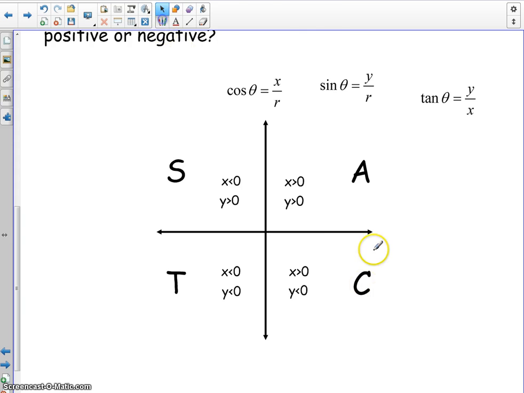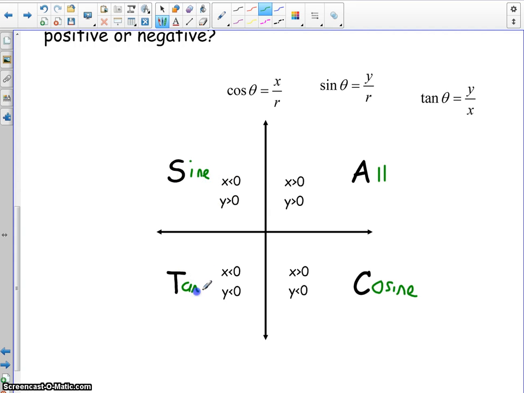C stands for cosine being positive. A stands for all being positive. S stands for sine being positive. And T stands for tangent being positive. So remember this, it'll help you remember which quadrants your ratios are positive or negative in.